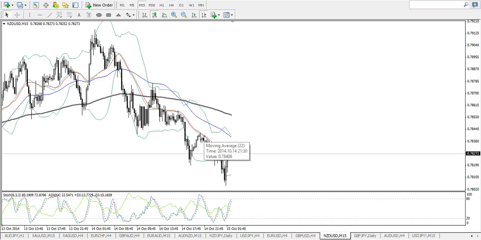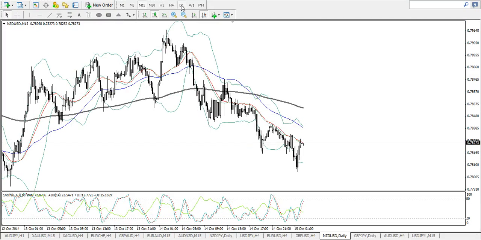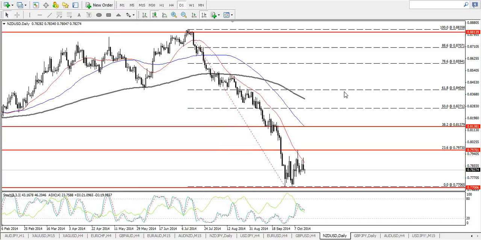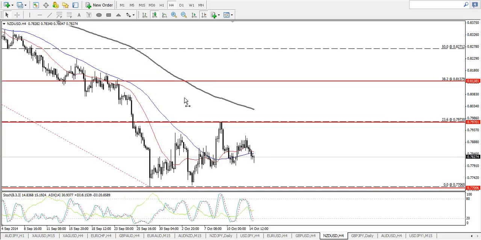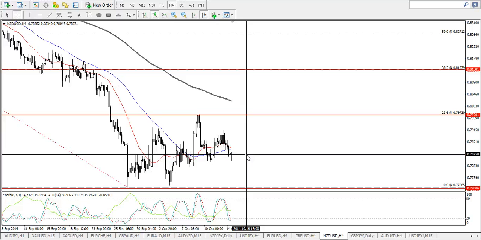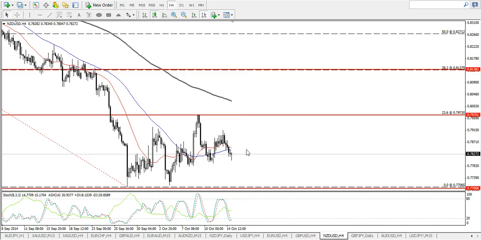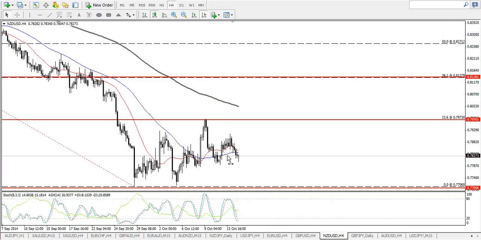Alright, next I would like to look at the New Zealand dollar against the US dollar. This is a daily chart. Price, as we can see, has rebounded from the previous low at 0.7706. Looking at the 4-hourly chart, price is beginning to form a higher low, signaling that there's still some strength left for the retracement to go further.